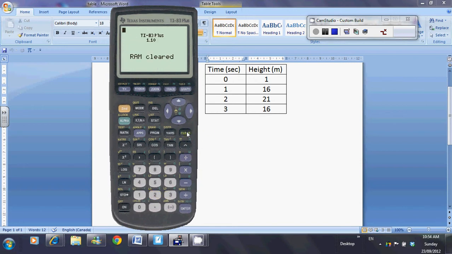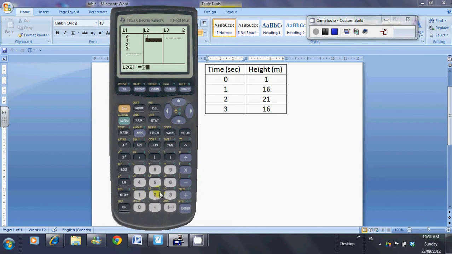Okay, so now that the RAM's cleared, we want to enter our data, so just press stat, and it's already on edit, so just hit enter, and we'll press 0, enter, 1, enter, 2, enter, and 3, enter. Then arrow over to L2 just with the arrow key, and go 1, enter.